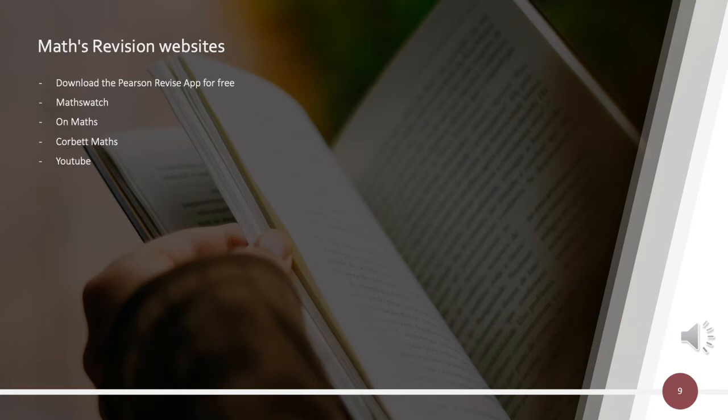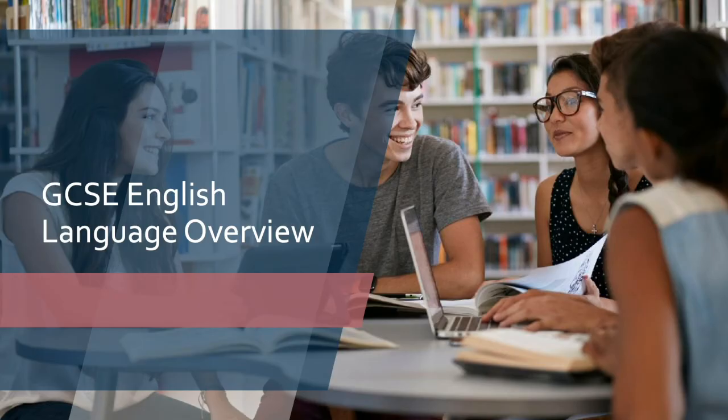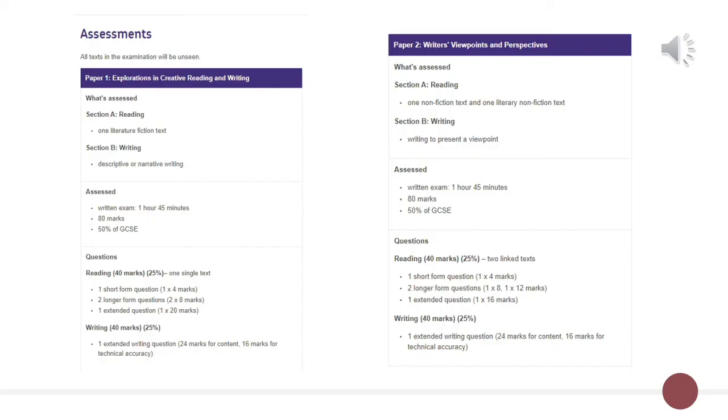There are 2 papers for GCSE English Language. Each paper is an hour and 45 minutes each. They have 80 marks worth of questions on each paper and are both worth 50% of the overall GCSE grade. These are complemented by a non-examined assessment in speaking and listening, where an endorsement upon completion is provided alongside the GCSE certificate. For these 2 papers, they both have reading and writing sections.